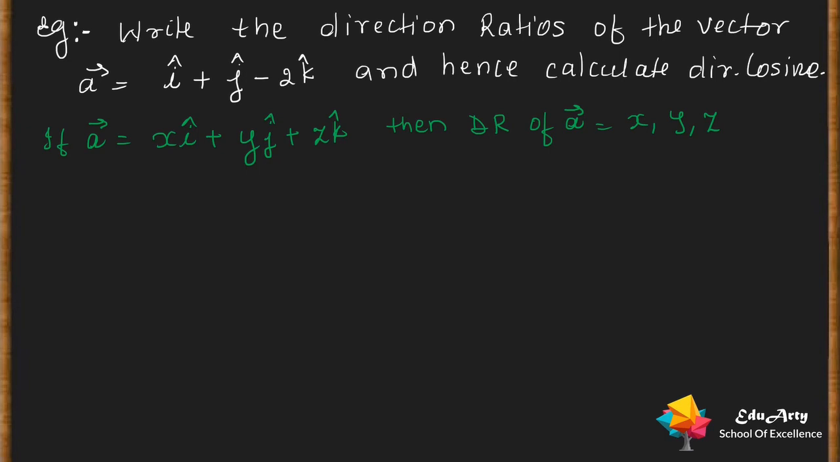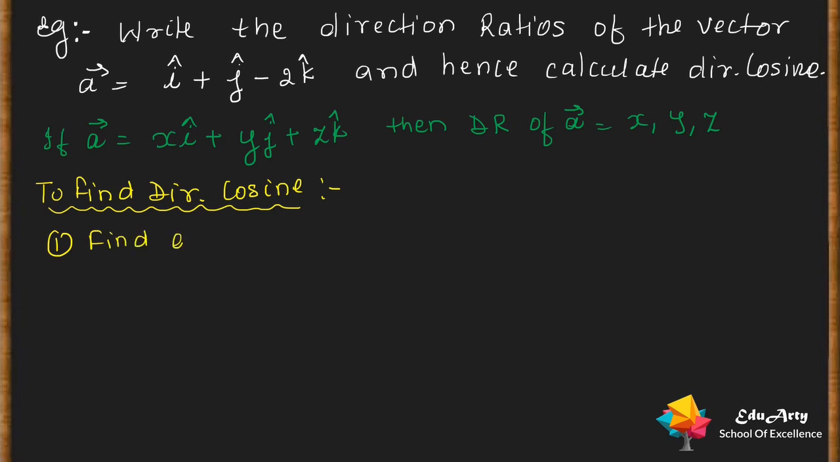Now how do we find the direction cosine? First of all, to find the direction cosine, step one, we have to find a cap. How will you find a cap? We have the formula: a cap is equal to a vector divided by the magnitude of a vector, correct?